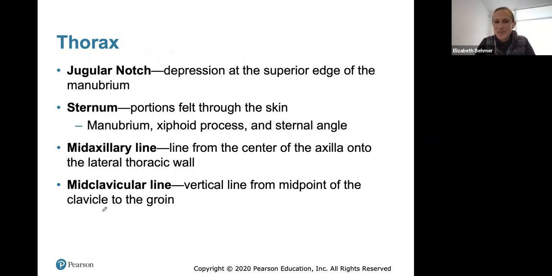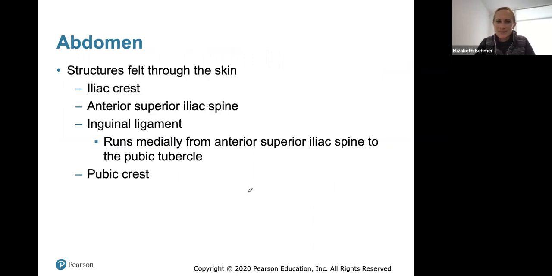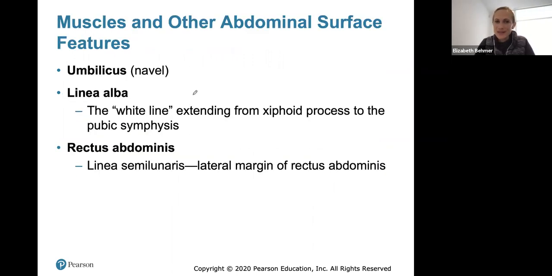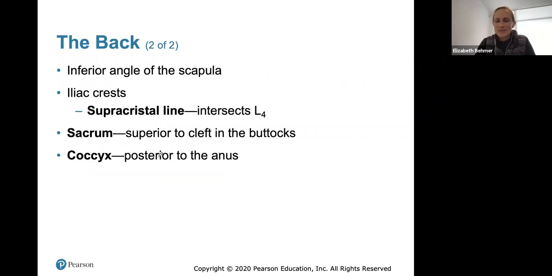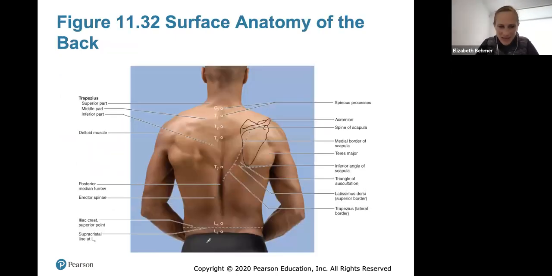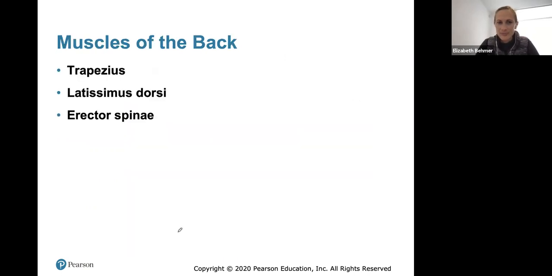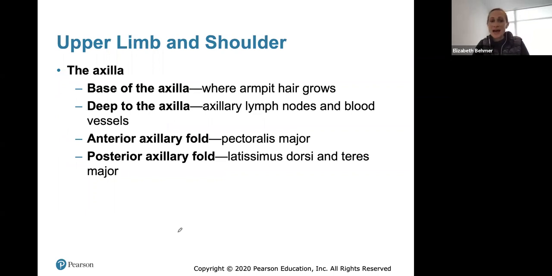Jugular notches, sternum, mid-axillary line, mid-clavicular line, muscles of the thorax, the abdomen, umbilicus is the belly button, the linea alba will be the white line extending from the xiphoid process to the pubic symphysis, and the rectus abdominis. The posterior median furrow of the back, some crests. If you put your hands on your hips, what you're feeling right here is the iliac crest of your hips. The trapezius, latissimus dorsi, axilla. So these are all things that you can feel through surface anatomy.